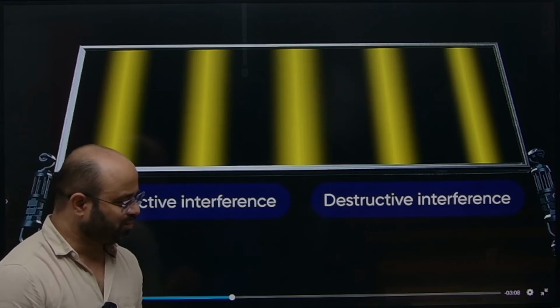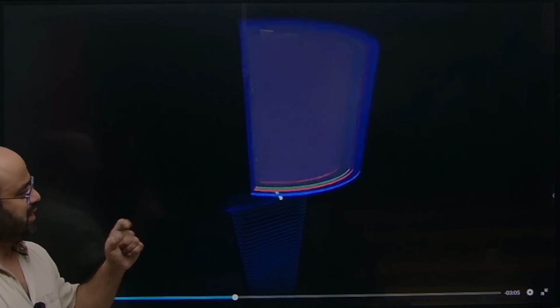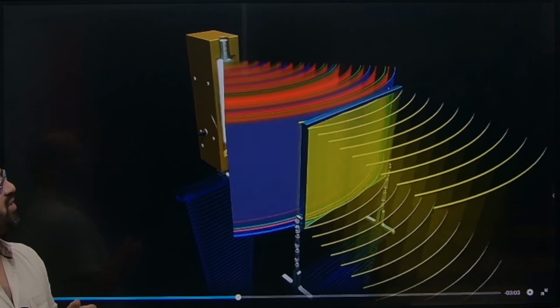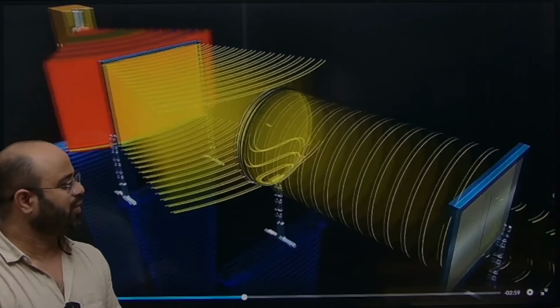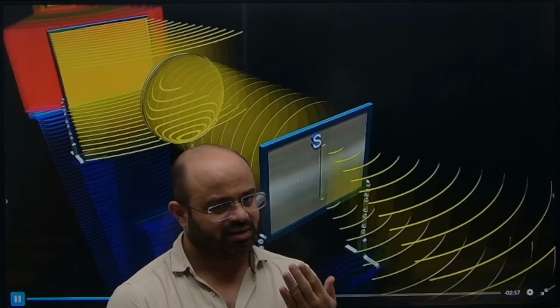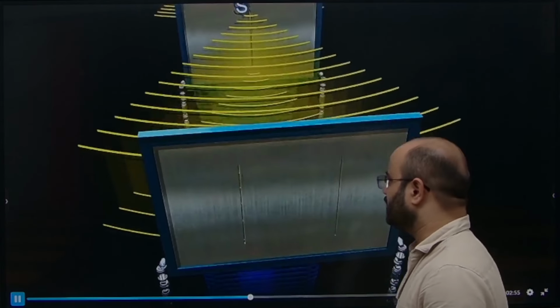So now we'll go into depth. This is a light source which is a linear source. It produces cylindrical wavefront and the point source produces spherical wavefront as we did in the last lecture.